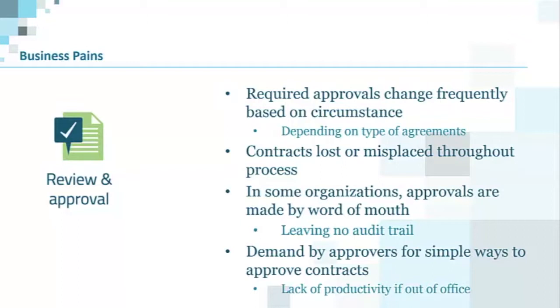Additionally, contracts may be lost or misplaced throughout this process, either lost in email inboxes or on desktops. In some organizations, approvals are even made by word of mouth, which leaves no audit trail whatsoever. And there's also increased demand by approvers who are the casual users of a contract management system for simple ways to approve contracts, including via mobile devices or their email inboxes. And without the ability to approve contracts in these methods, they suffer from a lack of productivity. So now Scott will show us how OnBase helps facilitate effective review and approval.